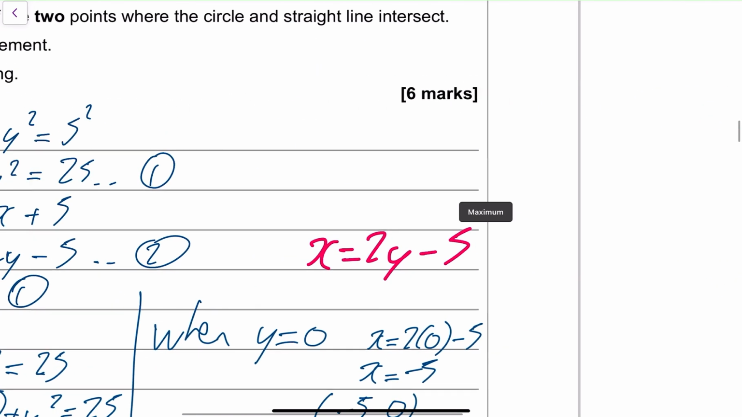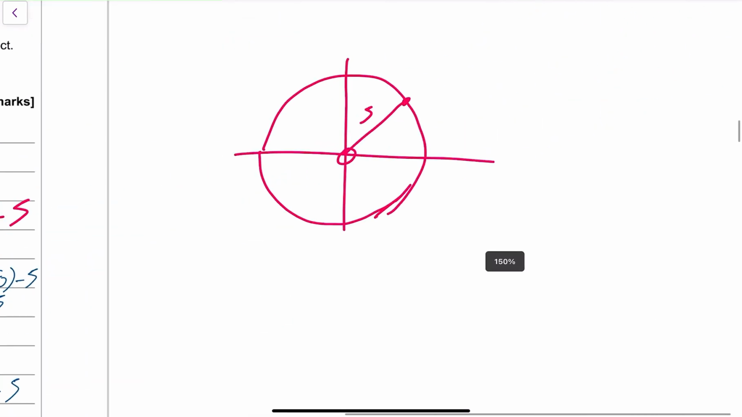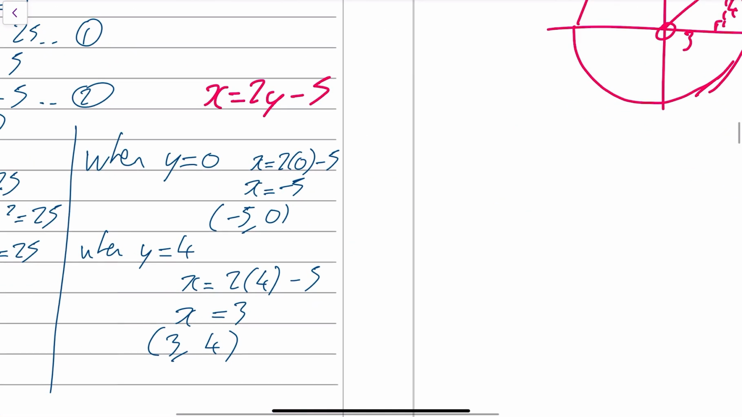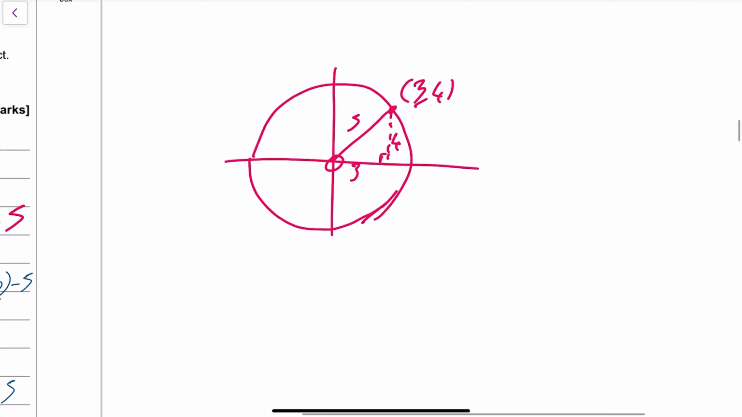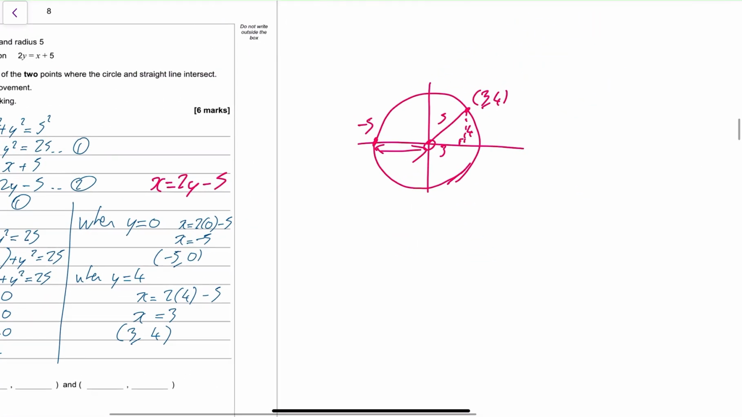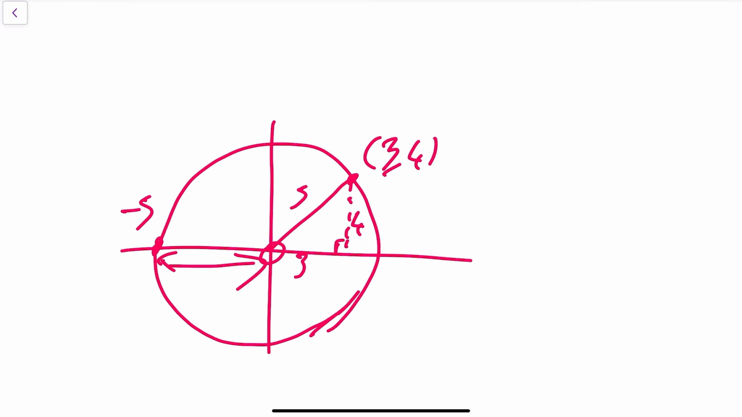And sure enough, what were my points? One was 3, 4. So you imagine there's my 3, 4: 3 horizontally, 4 vertically, and you can see that makes a 3, 4, 5 triangle. And this one, minus 5, 0, would be here. So you can see that radius is also going to be 5. So it makes perfect sense for those two points to be on your line. You imagine your straight line must have gone through those two points.